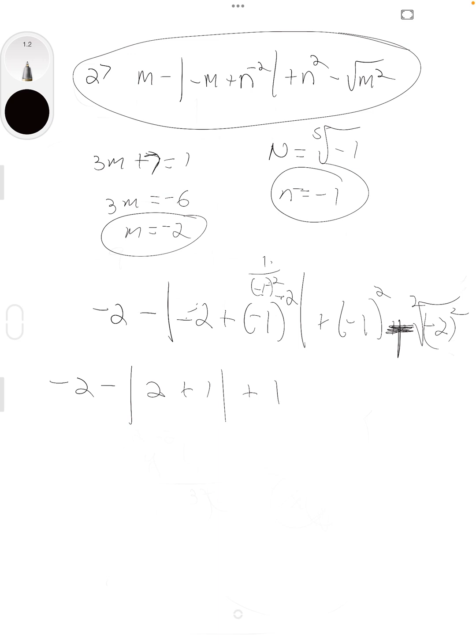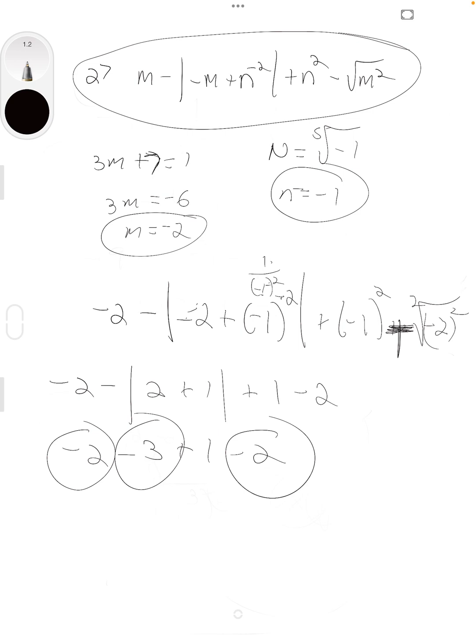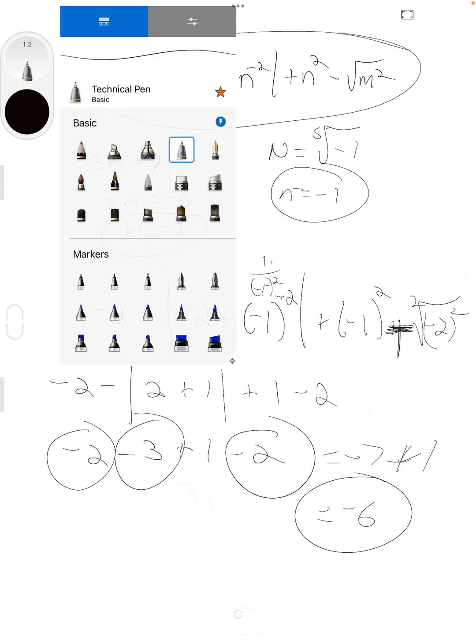And the square root of negative 2 squared is negative 2. Getting there. So negative 2 minus 3 plus 1 minus 2. Well, negative 2 plus negative 3 is negative 5, and negative 7 plus 1 equals negative 6. Answer. Whew. That's number 27.